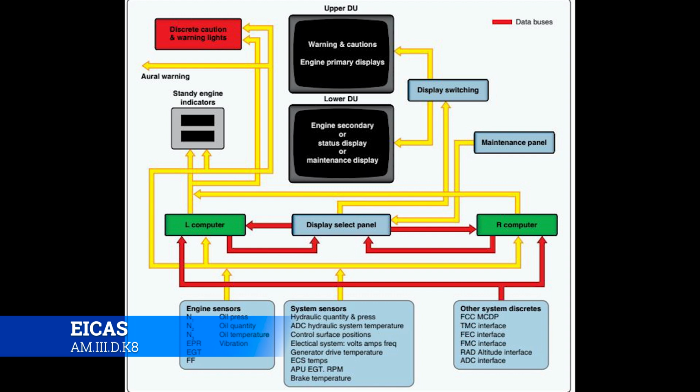There are redundant computers left and right, and so you'll see the yellow lines are basically just wiring, whereas the red lines on this thing are your data bus. It means that it's a bidirectional link from the display select panel to your computer or whatnot, so that way they can exchange information and talk to each other as needed and be interrogated and respond and all that good stuff. On the bottom, it shows you where all of the information comes from.